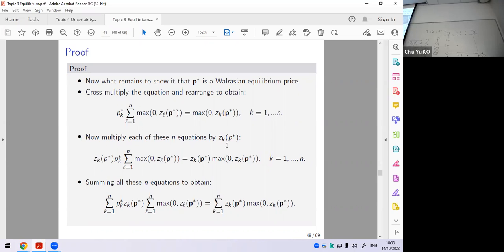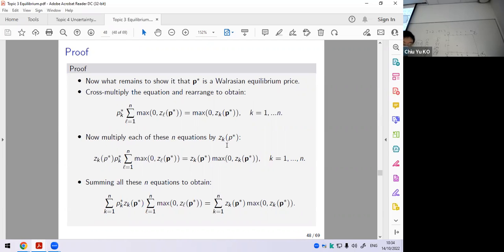And still we have n equations. Okay, so the key to proceed here is that you have k equations, and you add all the k equations. Why do we want to do that? Because of Walras's law, this is 0, this is 0, so that means only this term is left.